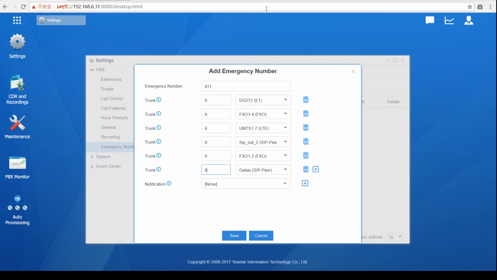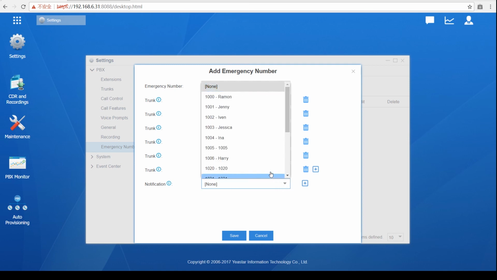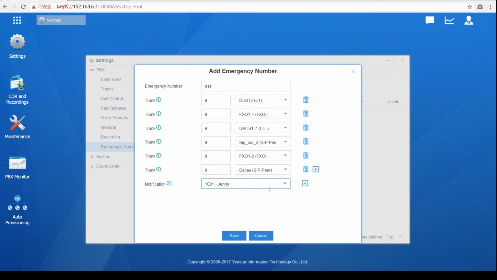Okay, we're not finished here yet. What we want to explain is that with the major emergency number rules, no matter which extensions they are, even if they are not included in any of those outbound route rules, as long as they dial the emergency number that you have defined here, the call will be sent out. The system will try all the trunks that you have configured right here. If there is even one available trunk, the system will pick up a random trunk, drop whatever call is ongoing at this moment, and send out the emergency call. So this is our emergency number mechanism, and we can also do notification.